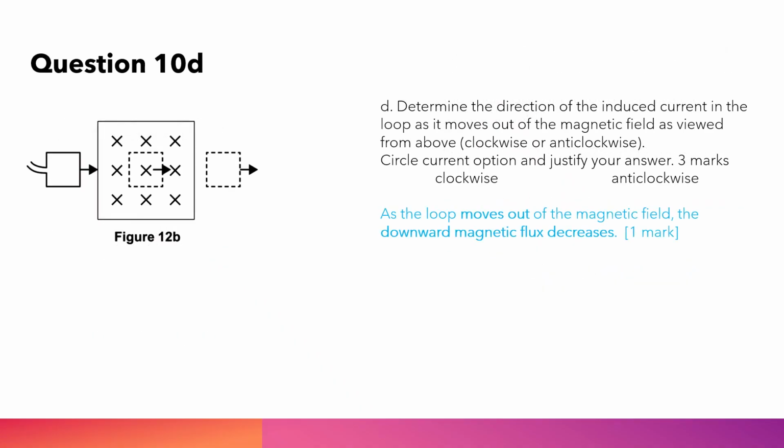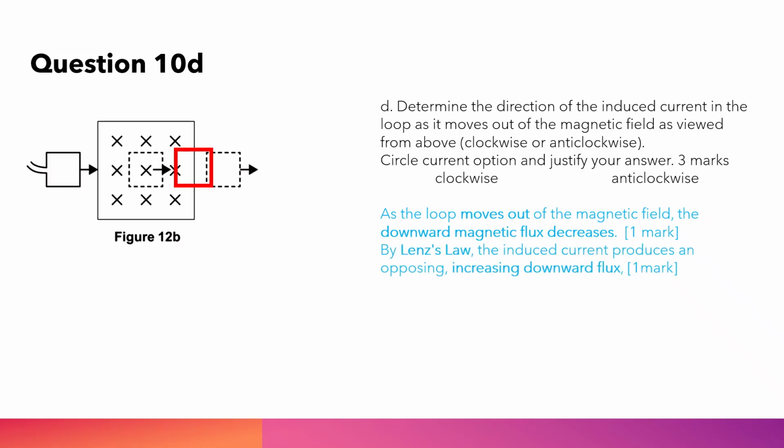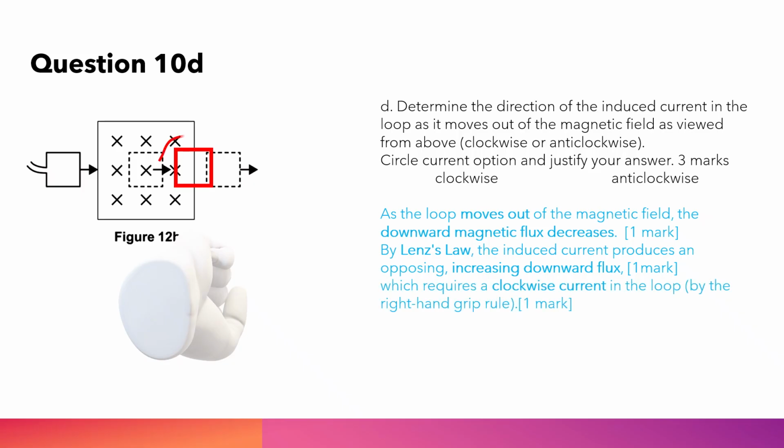As the loop moves out of the magnetic field, the downward magnetic flux decreases. By Lenz's law, the induced current produces an opposing, increasing downward flux, which requires a clockwise current in the loop, by the right-hand grip rule.